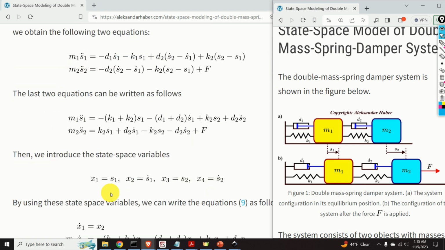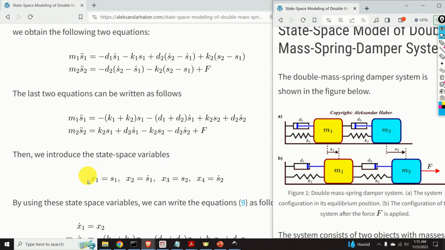Next, let's introduce the state space variables. x1, state space variable, is equal to s1, that is equal to the position of the first object. Then x2 is equal to s1 dot, that is equal to the velocity of the first object. Then we have that x3 is equal to s2, that is the position of the second object, and x4 is equal to s2 dot, that is the velocity of the second object.